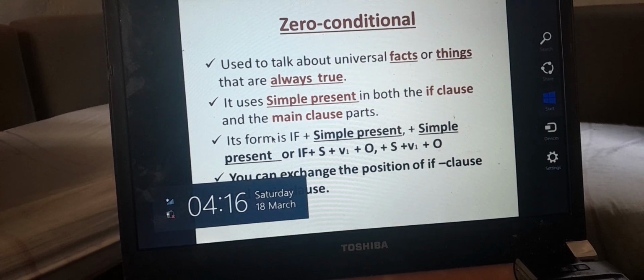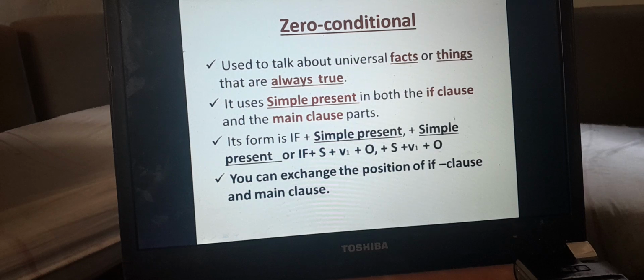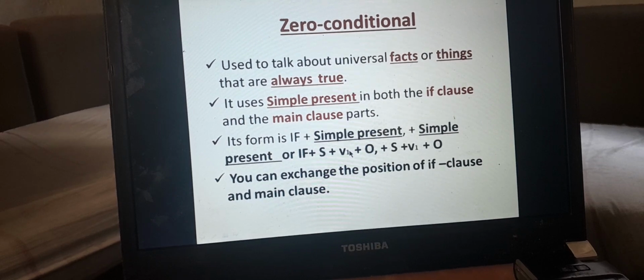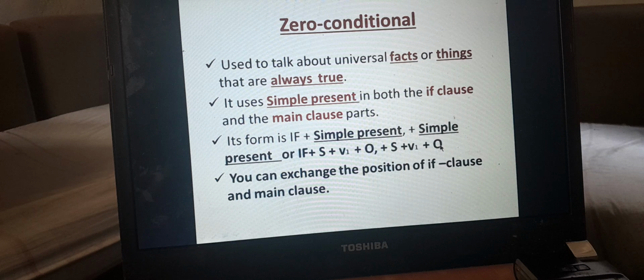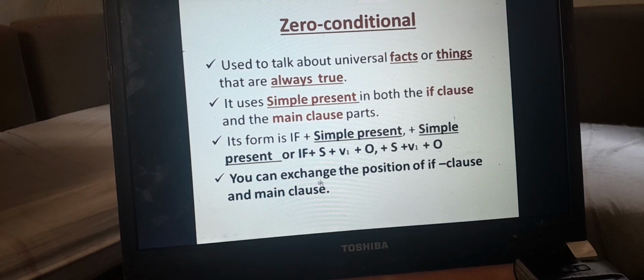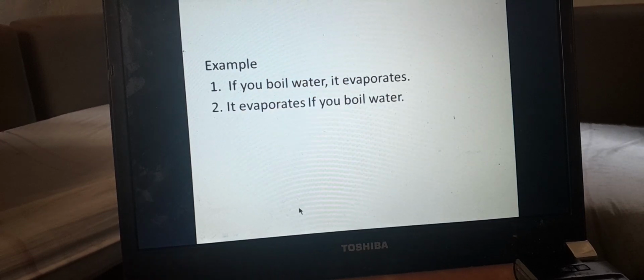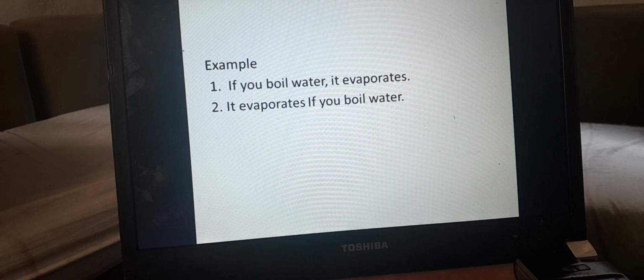Its form is: if plus simple present, comma, plus simple present, or if plus subject plus verb 1 plus object, comma, plus subject plus verb 1 plus object. So this is the correct structure for a zero conditional. So you should know this fact, okay? You can also exchange the position of the if clause and the main clause. So this is one point that you should know for conditional zero.